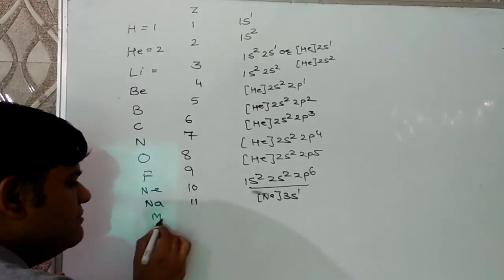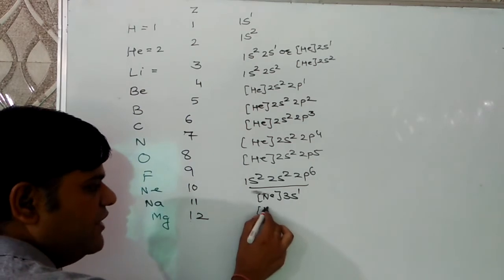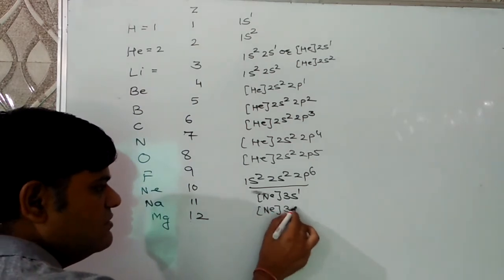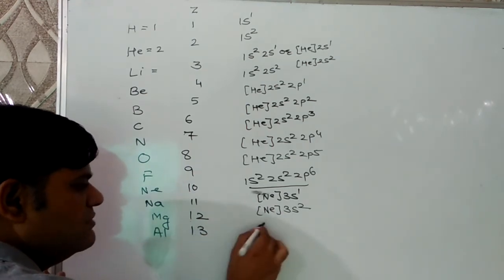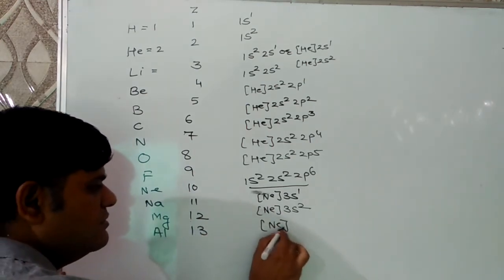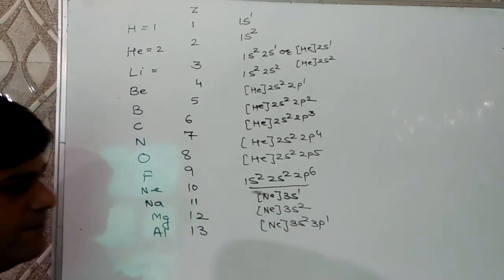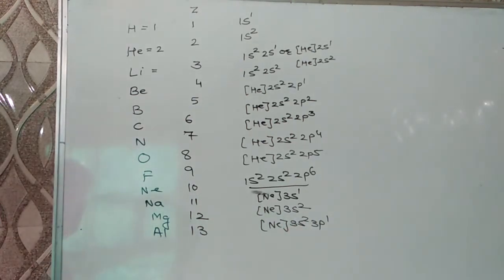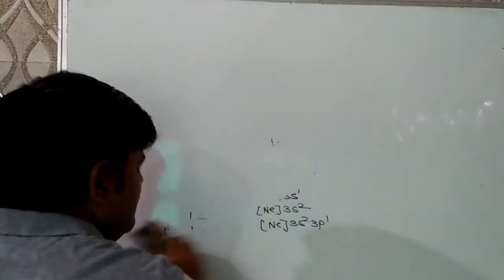Next one is magnesium. Atomic number is 12. It will be neon 3s2. Next one is aluminium, neon 3s2 3p1.